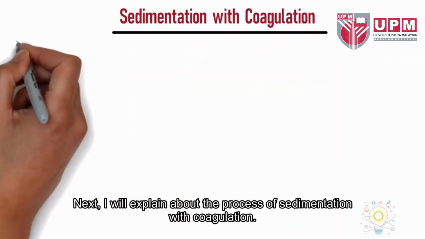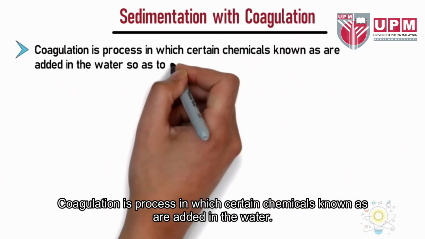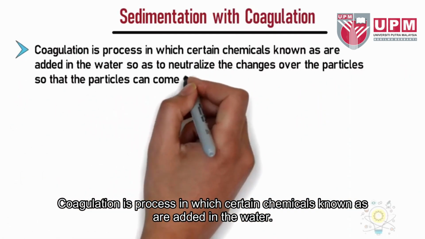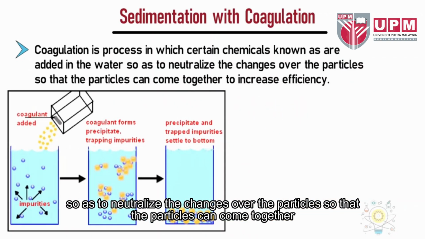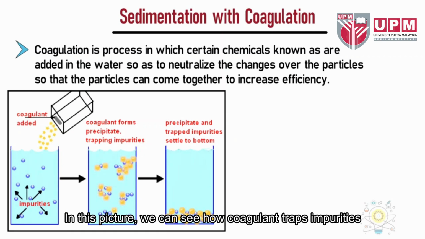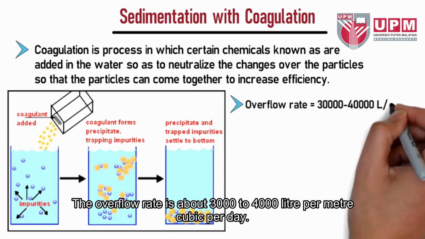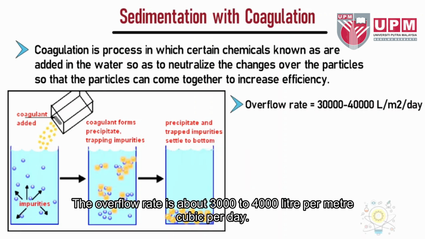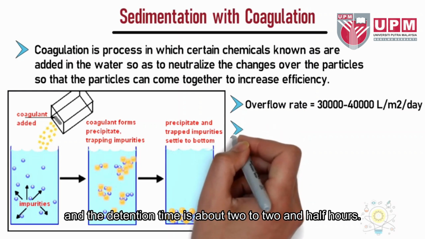Next, I will explain the process of sedimentation with coagulation. Coagulation is a process in which certain chemicals known as coagulants are added to water so as to neutralize the charges of the particles so that the particles can come together to increase efficiency. In this picture, we can see how the coagulant traps impurities to the bottom of the tank. The overflow rate is about 3000 to 4000 liters per cubic meter per day, and the detention time is about 2 to 2.5 hours.